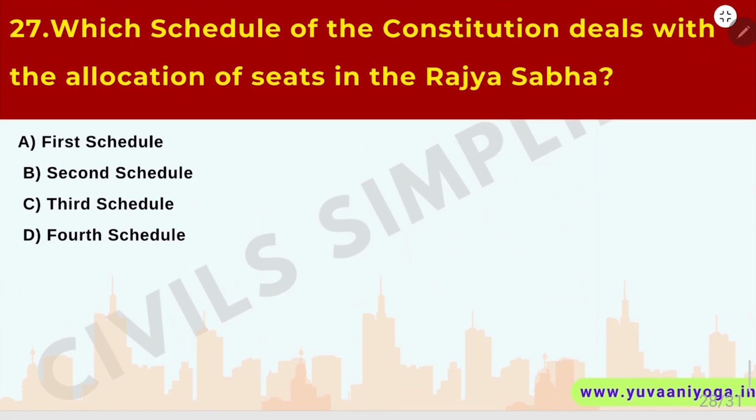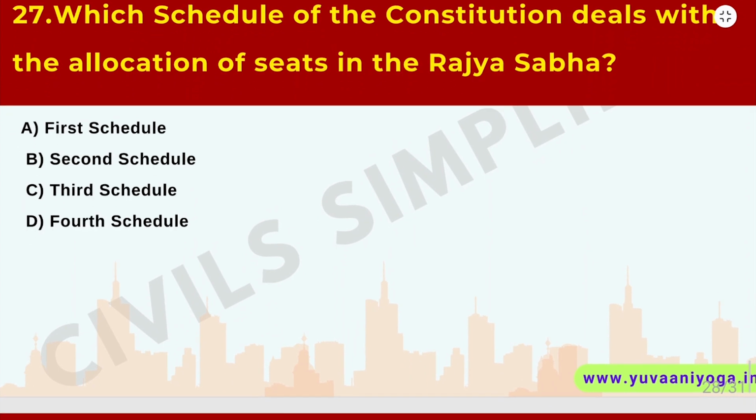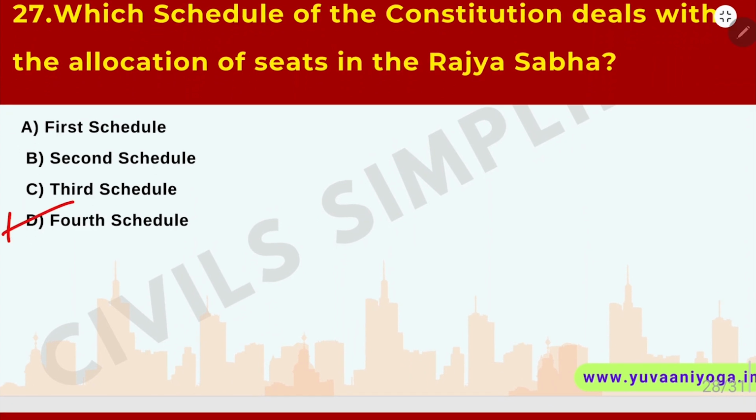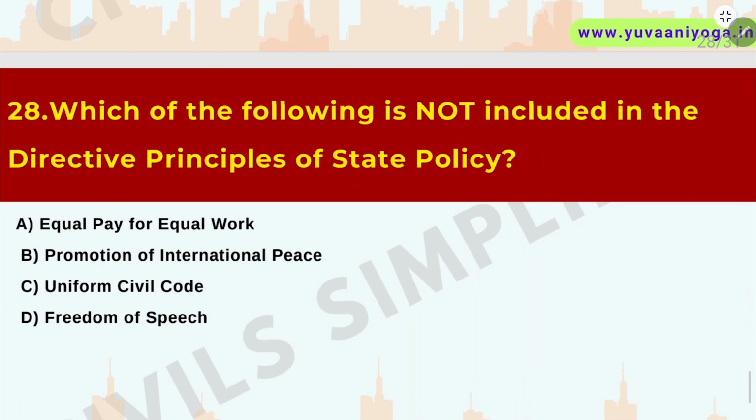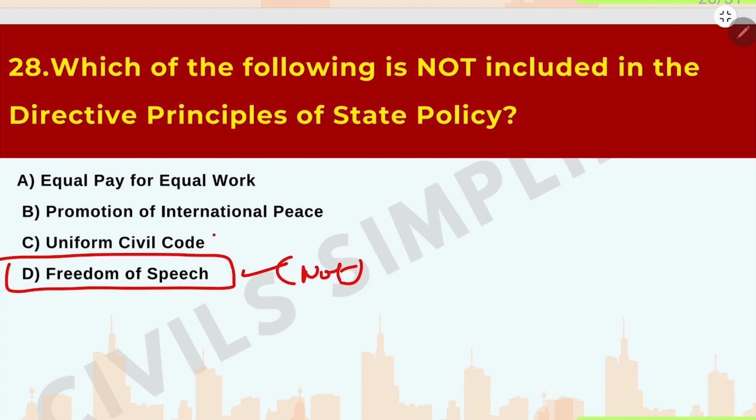Question 27. Which schedule of the Constitution deals with the allocation of seats in the Rajya Sabha? It is the 4th schedule. So option D, 4th schedule. Which of the following is not included in the directive principles of state policy? So freedom of speech is not included. The rest are all included, and equal pay for equal work is also included.